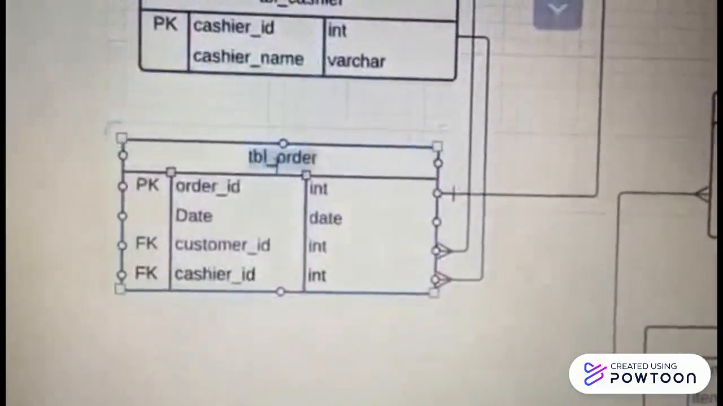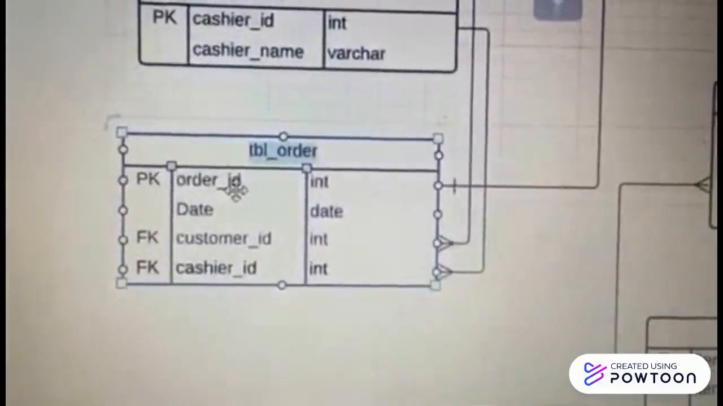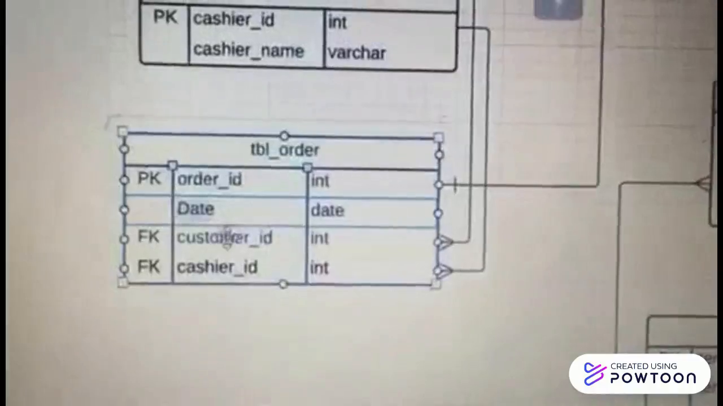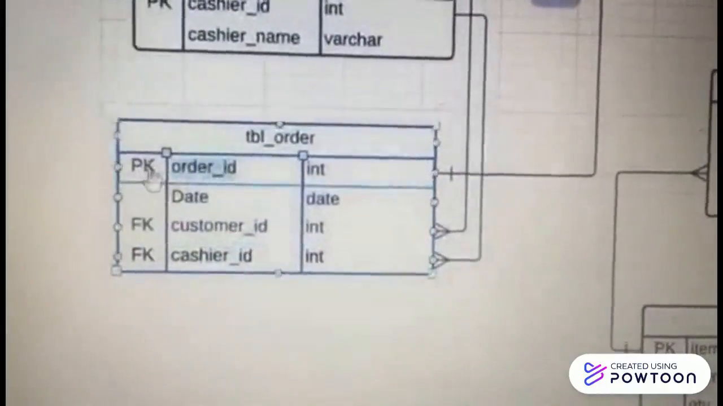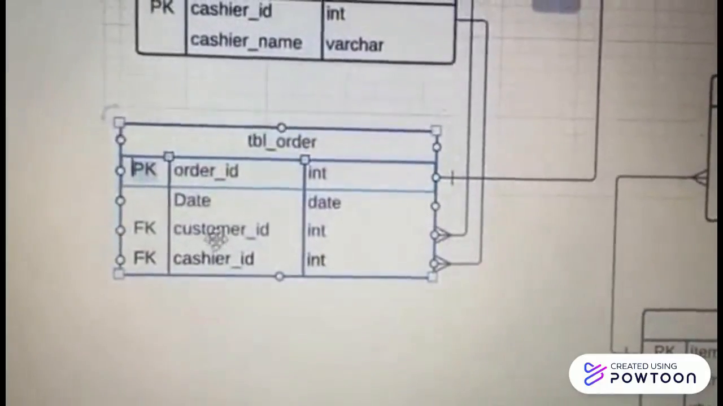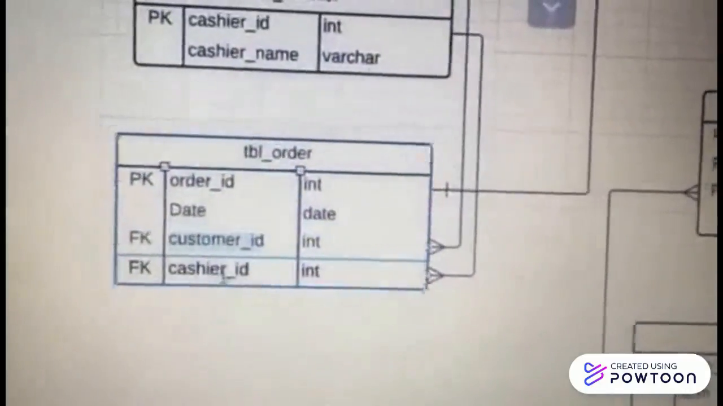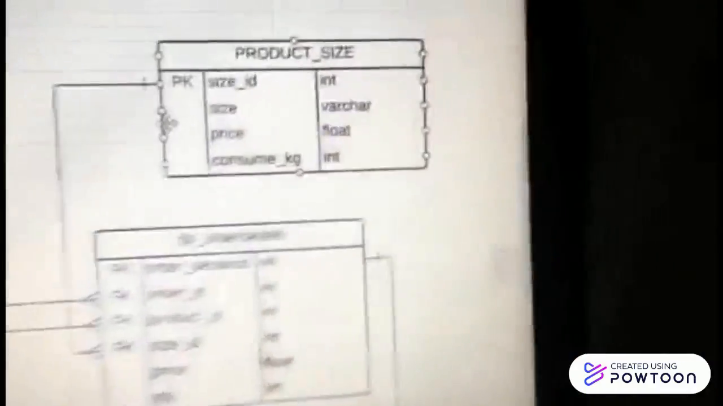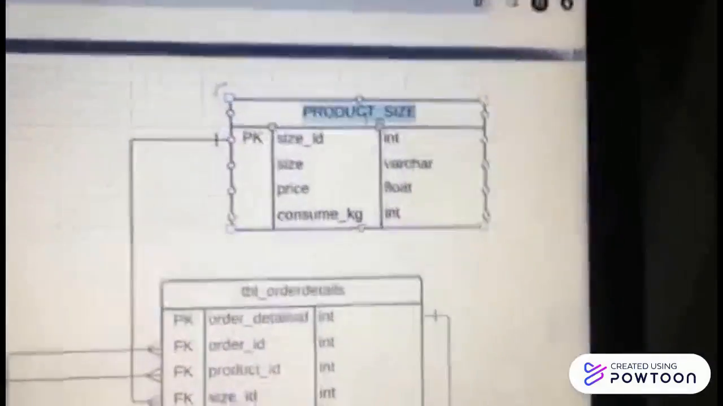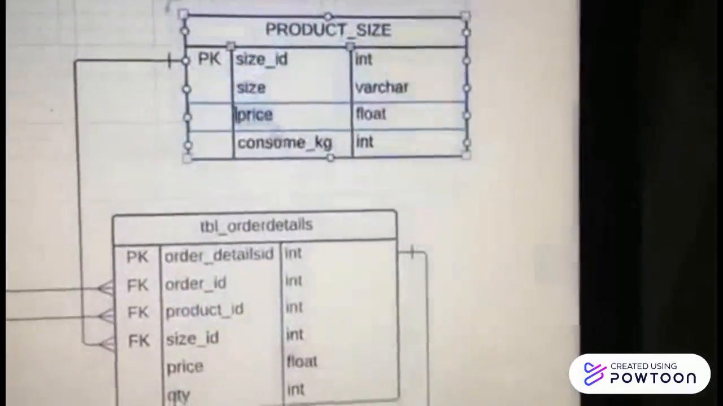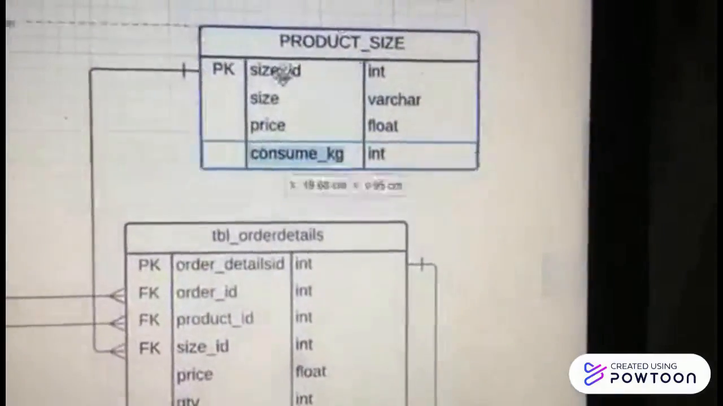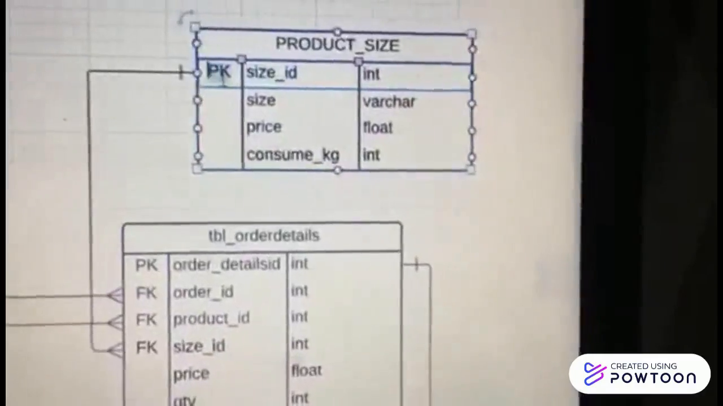We have here the table order. We have order ID, date, customer ID, and cashier ID. The order ID is the primary key, and we have two foreign keys: customer ID and cashier ID. We have a product size table. We have a size ID, size, price, and consumed kilogram, and the size ID is the primary key.